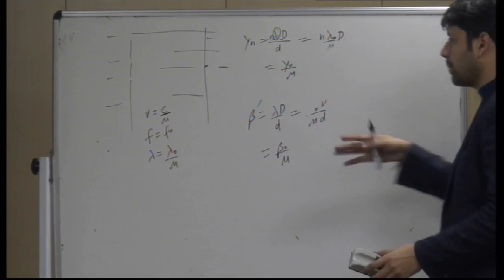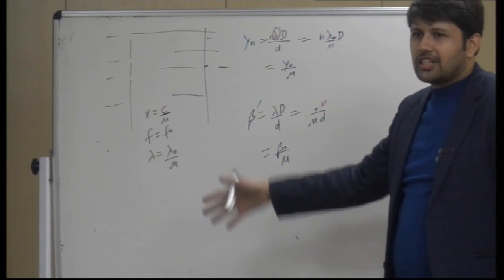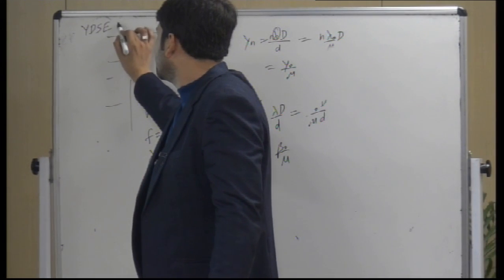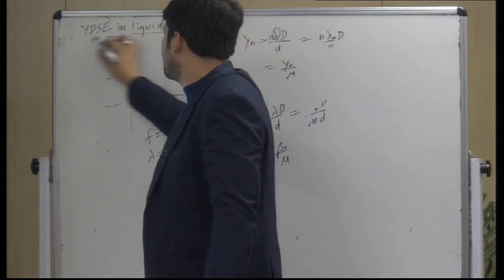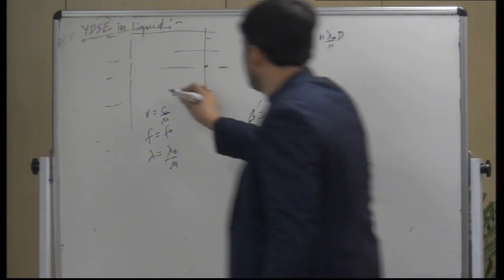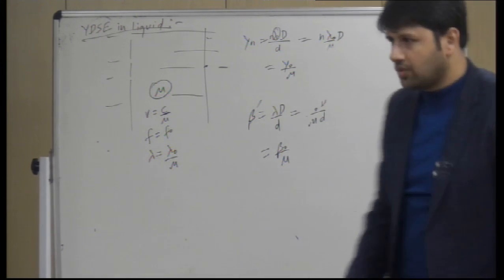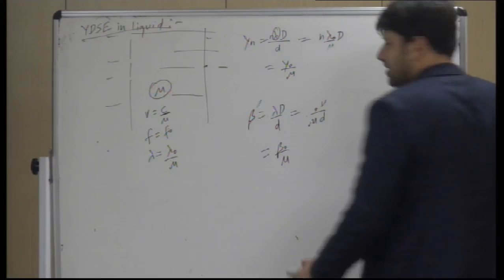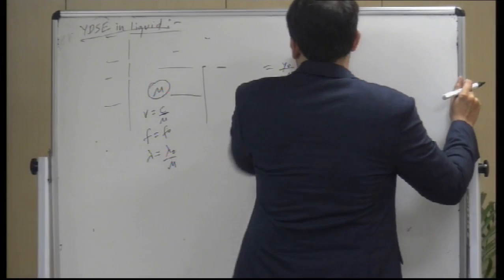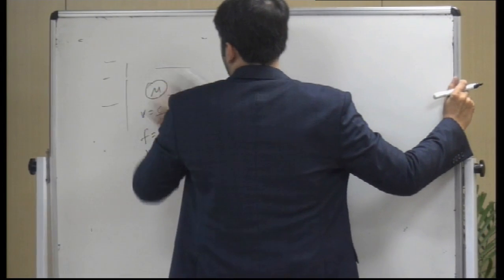This was just a passing kind of topic. You can say immersion of setup in water, in liquid. YDSE in liquid, you can write the name for namesake. Now this is mu here, a liquid of optical density mu. Optical density and refractive index are the same thing, right? Now slightly more complicated. Let's check what happens.